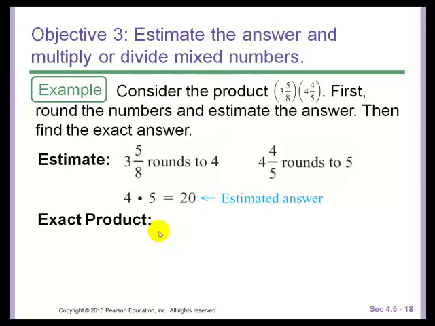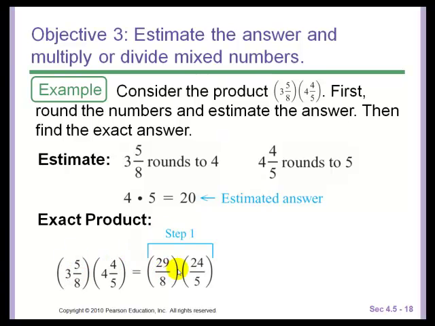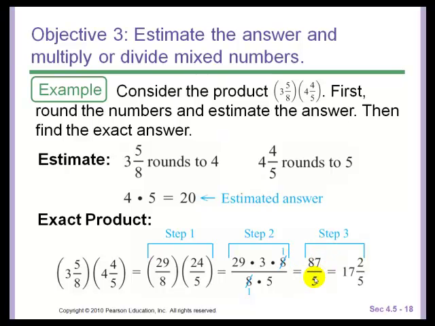To do the actual product, you must convert both mixed numbers to improper fractions, and then multiply. You have, notice 24 is 3 times 8, so the 8's cancel, and then you have 87 over 5, which, in order to check your estimate, you do have to convert. It's 17 2/5, which is slightly less, which makes sense. Since we rounded both of our numbers up, our estimate was obviously going to be a little higher than the actual answer.